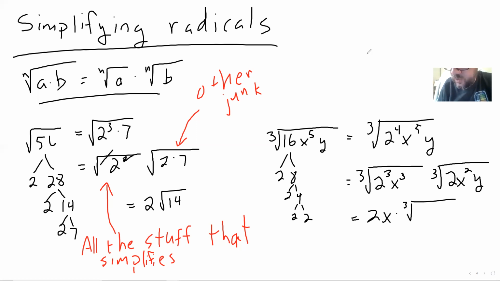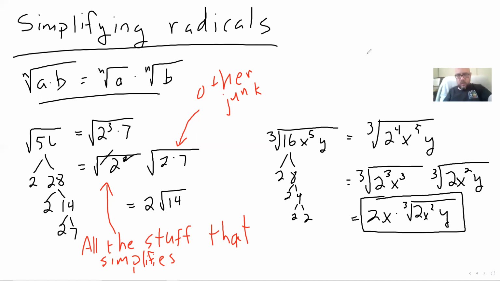And then all this other stuff doesn't simplify, because anything that's simplified, I put under the left radical. And that's it. That's the basic idea. We want to use this property to split our radicals into 2 pieces. One of the pieces will have all the stuff that simplifies nicely. The other piece will have everything else. The piece that simplifies nicely, we simplify that. Everything else, we just leave alone. There's nothing we can do with it because nothing else simplifies.